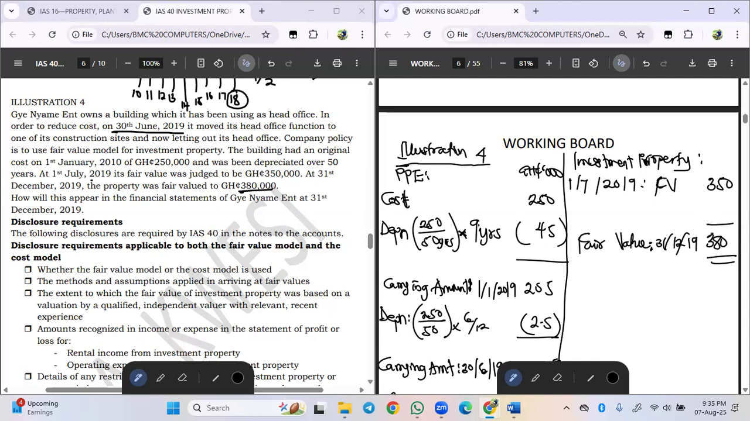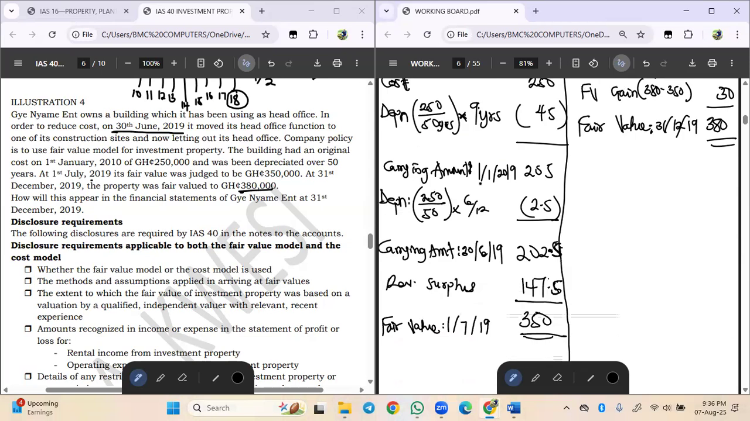So the remainder of 2019 will be treated under fair valuation. So this will be the fair value gain, and that one will be 380 minus 350. That is giving us 30. So let's look at the extract.